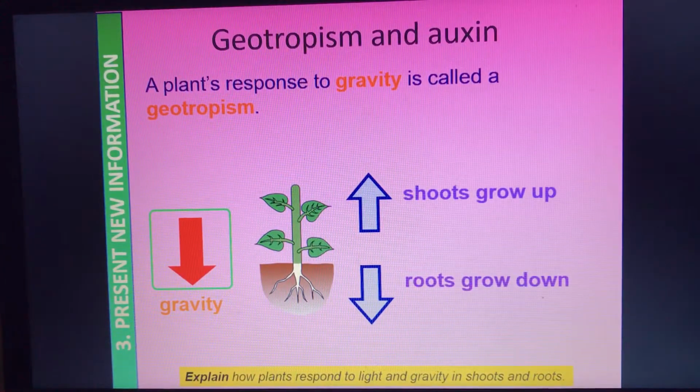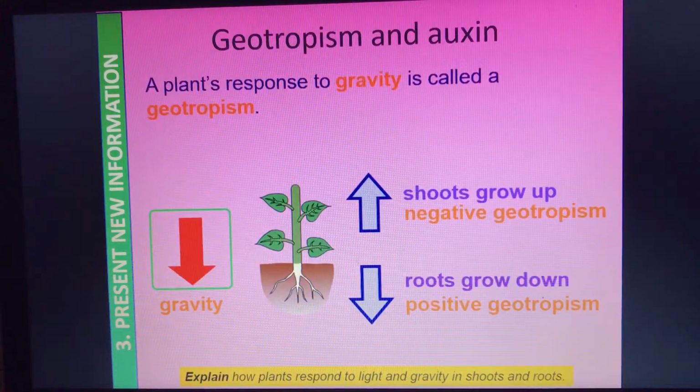Looking at geotrophism now. Geotrophism, also referred to as gravitrophism. The exam board will accept both of those, so geotrophism or gravitrophism, and this affects the shoots and the roots. So we'll go back to that phrase: auxin in shoots speeds up growth, auxin in roots slows down growth. So let's see what that means.